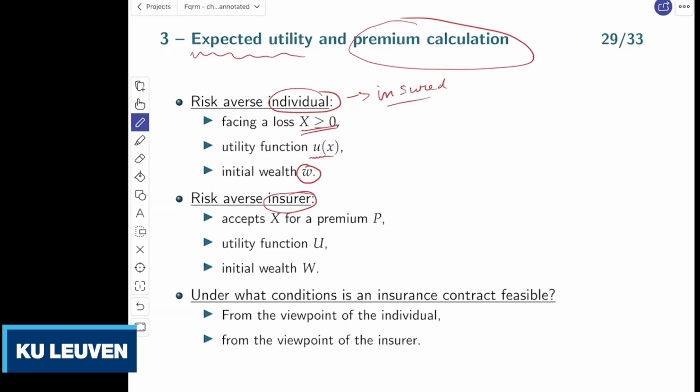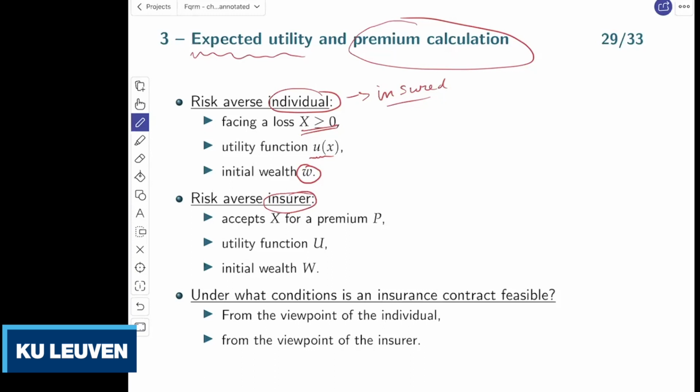But maybe for the individual, it's optimal to take insurance, but for the insurer, it's not optimal to accept the risk because maybe the risk is too dangerous. Right? So there are two decision-making problems. We will solve first the individual, then the decision maker, and then we will see what are conditions that have to be satisfied in order to have a feasible contract. A contract where both parties are happy. That's what we try to do.